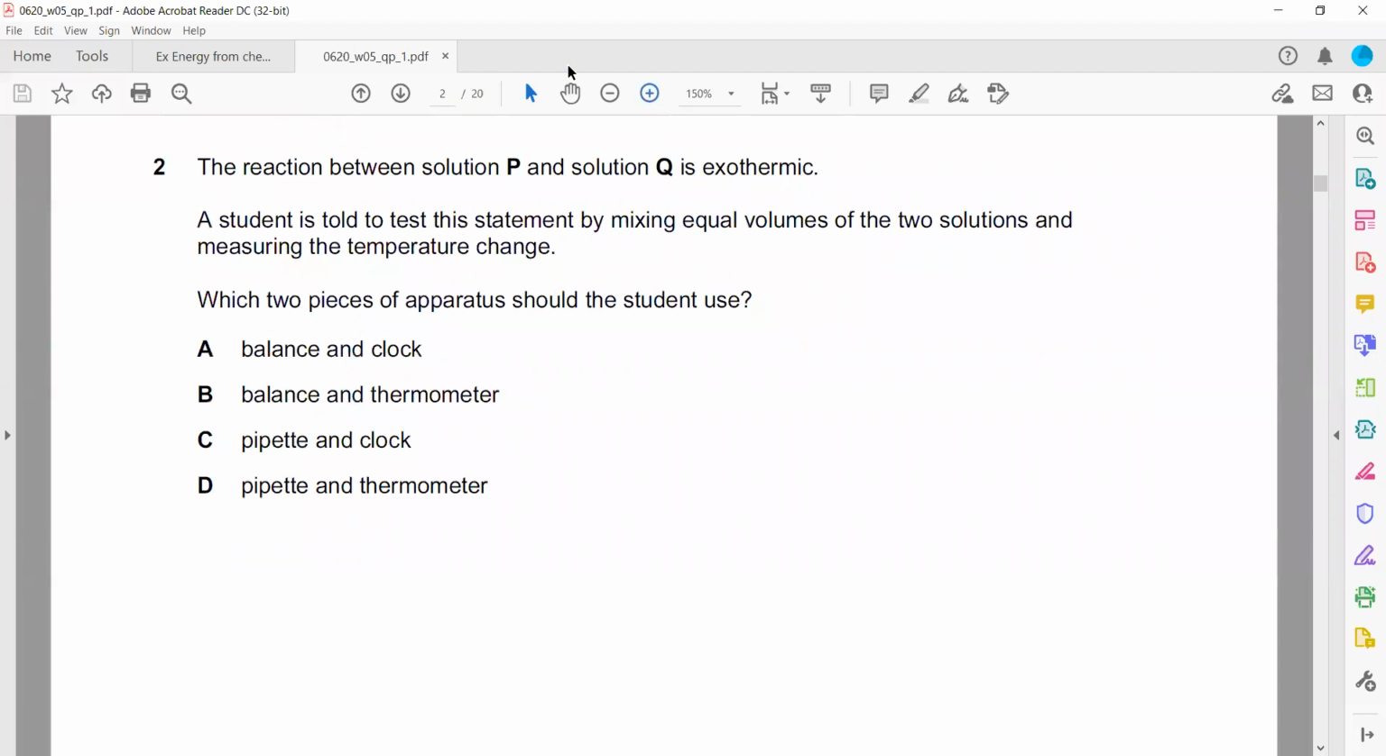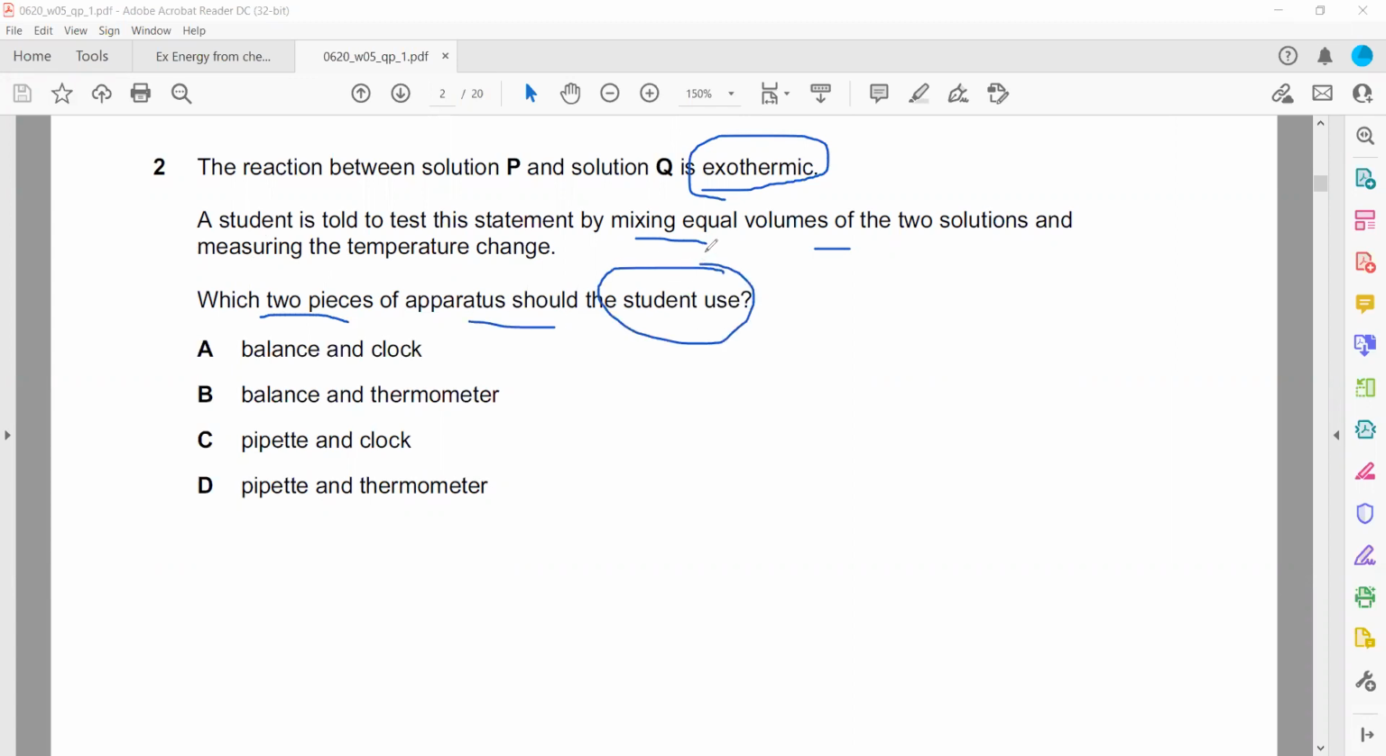The reaction between solution P and solution Q is exothermic. Exothermic means it releases energy. A student is told to test the statement by mixing equal volume of the two solutions and measure the temperature change. Which two pieces of apparatus should the student use?